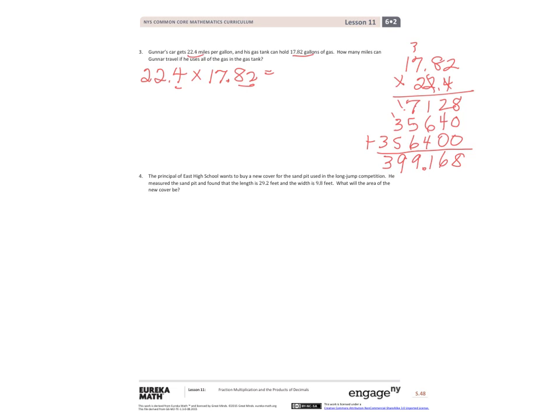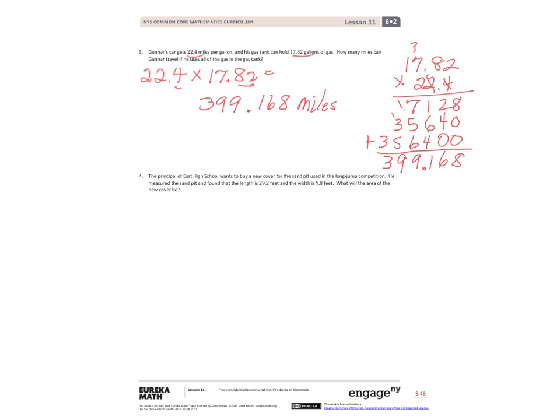So it looks like I have how many miles? He can travel 399 miles. Do I have to round? It didn't say anything about rounding, so I guess not. And 168 thousandths miles for that whole tank of gas. Okay, that's pretty decent. I'm trying to think how far you could get. I think you could get to Pullman, perhaps, which is across the state of Washington.